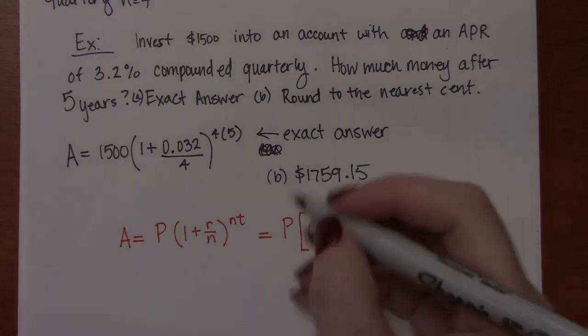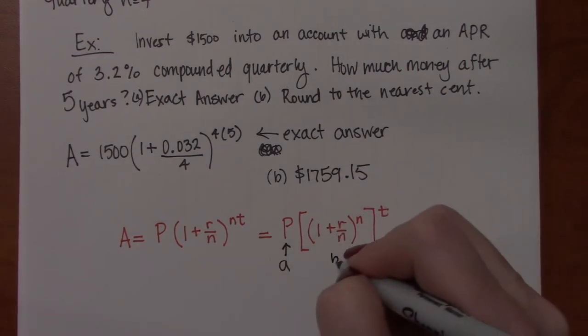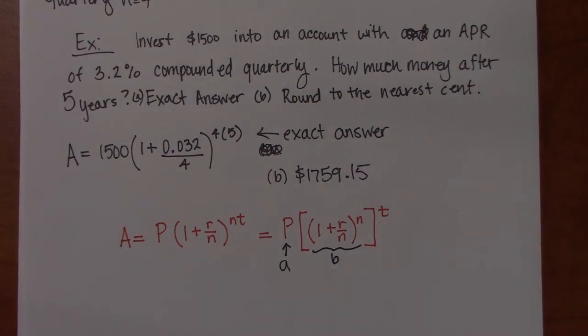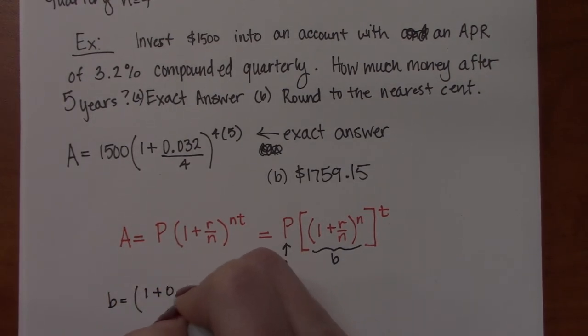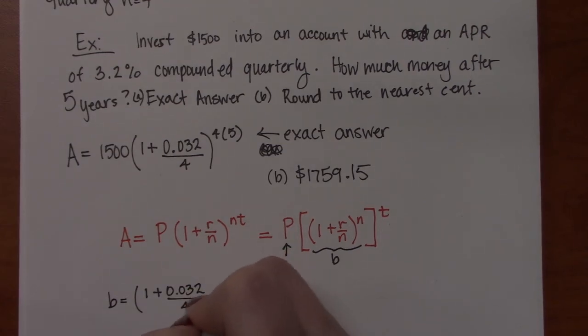So I argue here this is A, this whole thing is B, and it is still of the form A times B to the T, or A times B to the X. So if we wanted to look at the problem we had, and I wanted to know what this base was, I could simply say, well, B is 1 plus 0.032 over 4 raised to the 4 for this particular question.